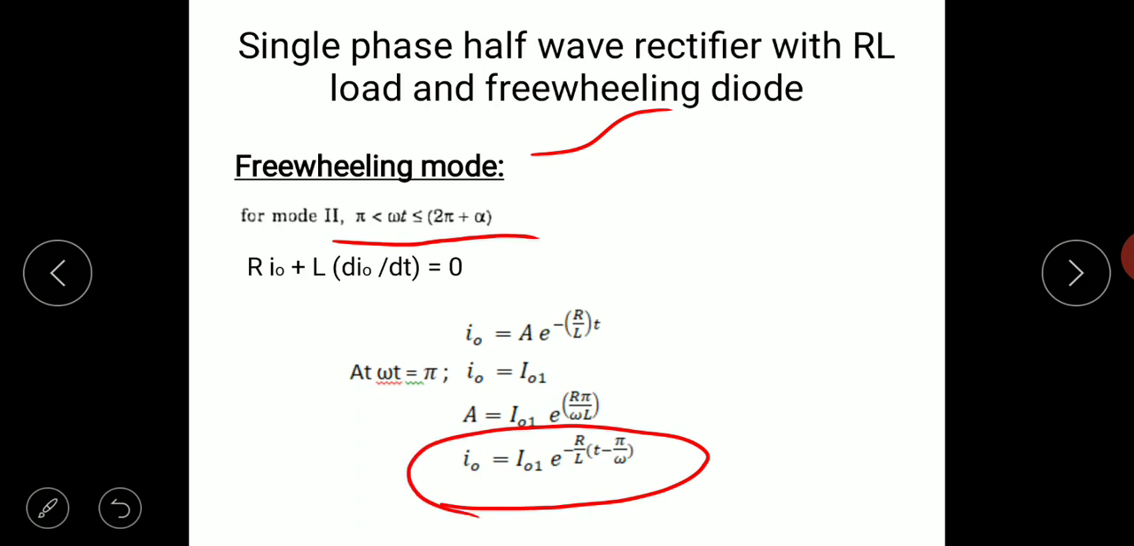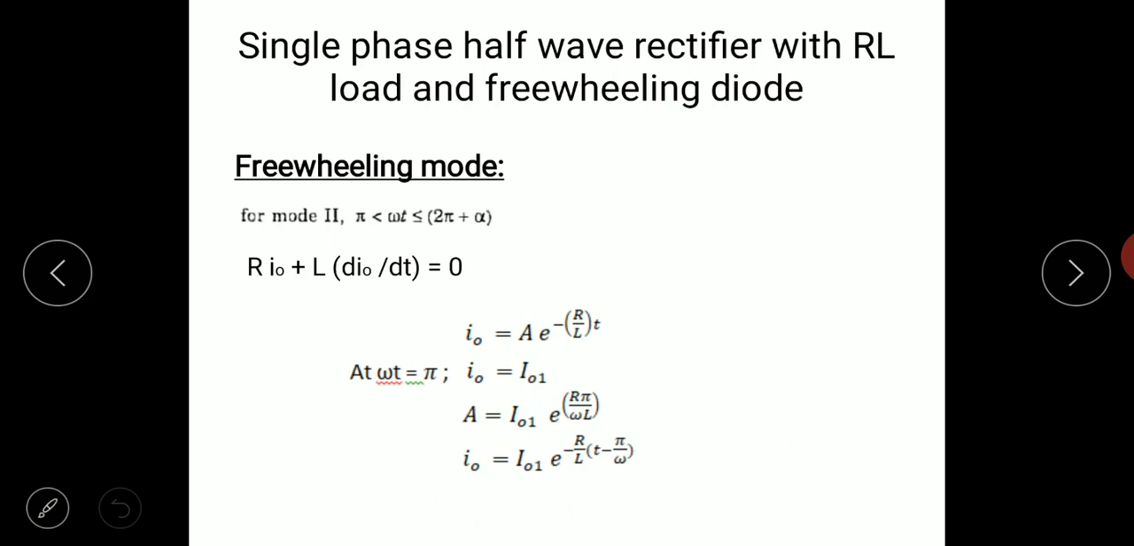Okay, so in this equation we are putting our limit. From the limit we have got the value of capital A, and from this value of capital A we finally came to an expression for load current I naught. This current is applicable only when the freewheeling diode is conducting. It is only applicable for freewheeling mode. So you can see that the current is different in case of conduction mode and it is different in case of freewheeling mode.